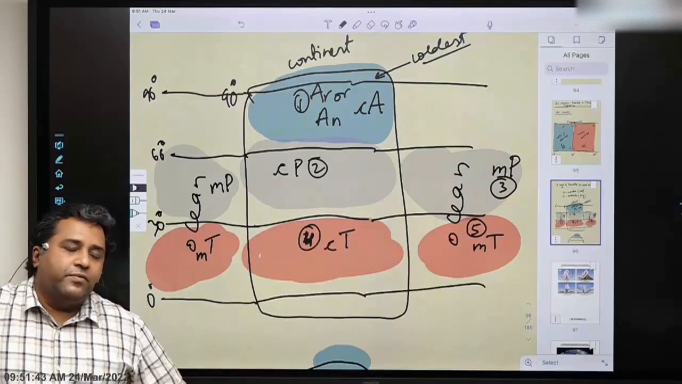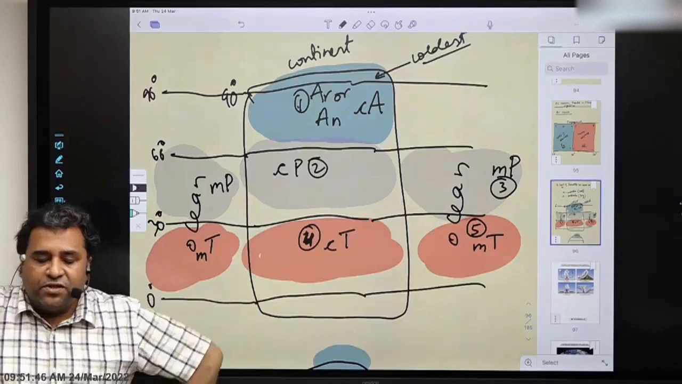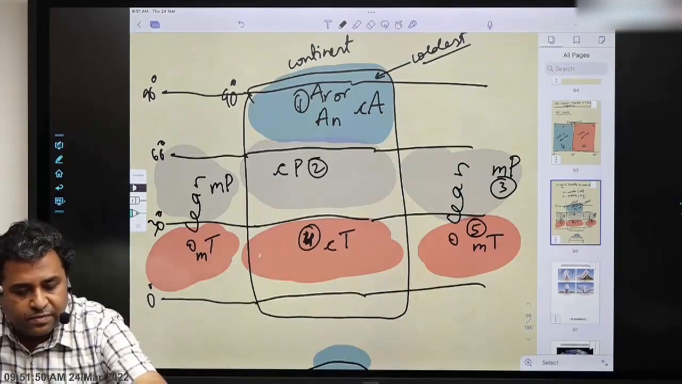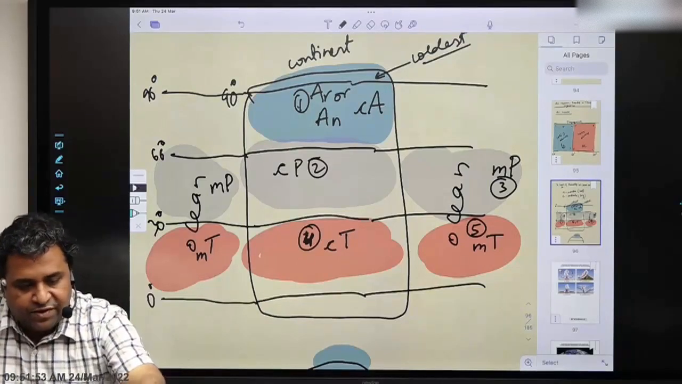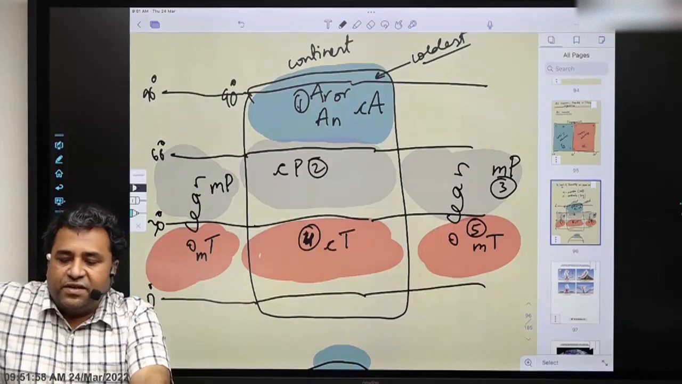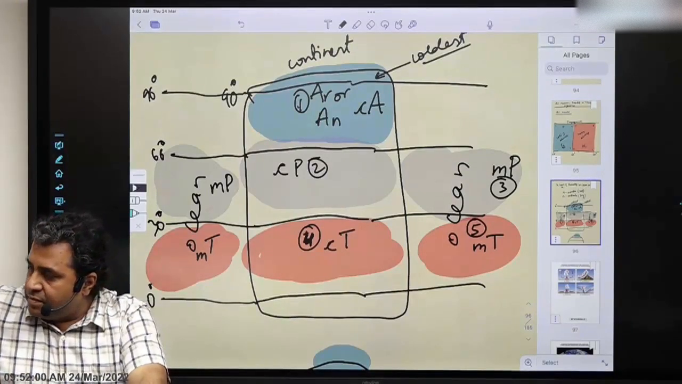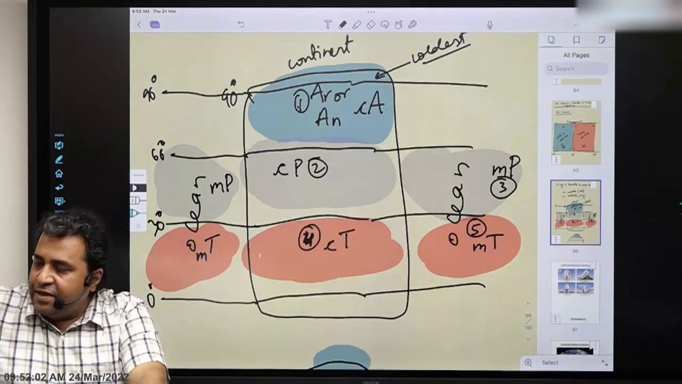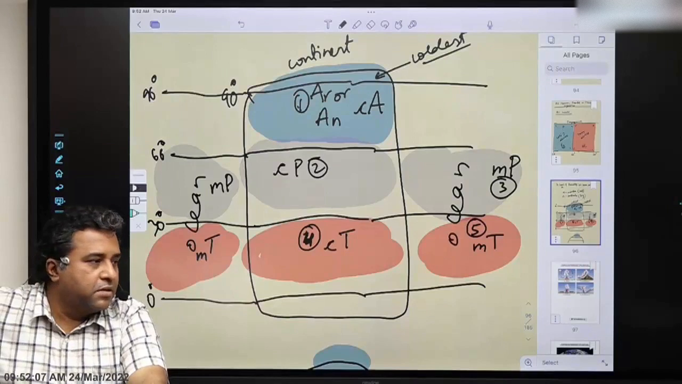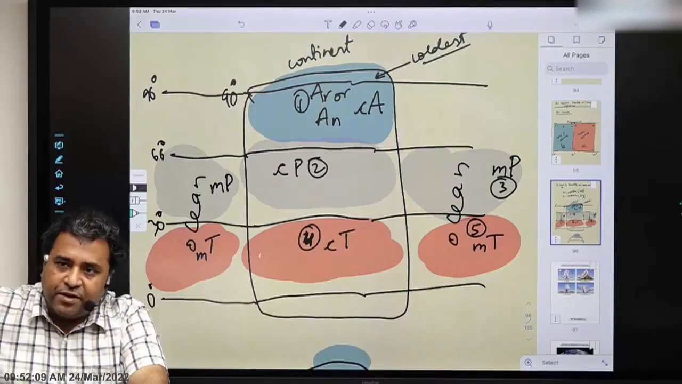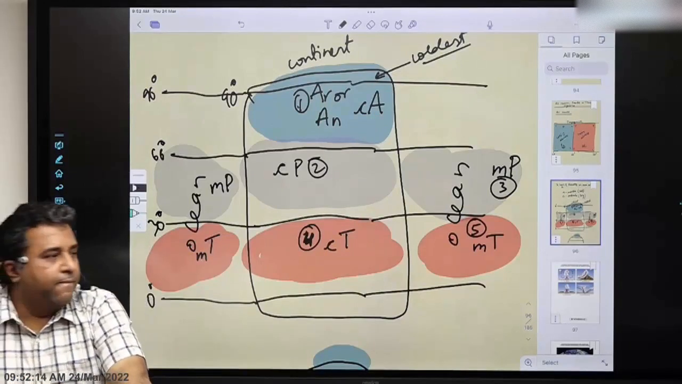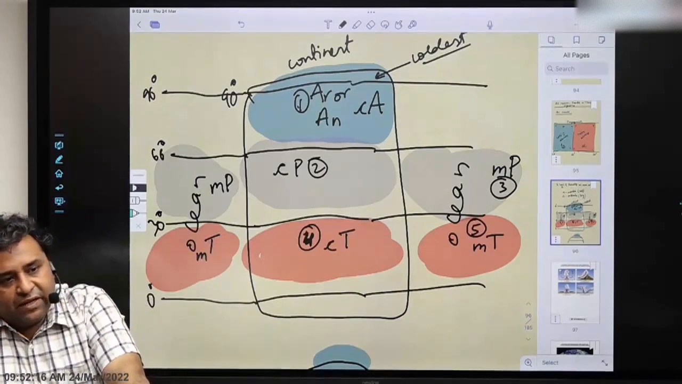So let us write. What is the front? First, what is the front? Front is the region which separates one air mass from the other air mass.